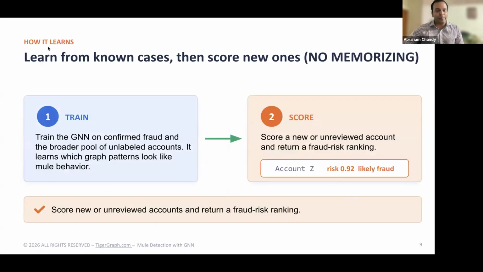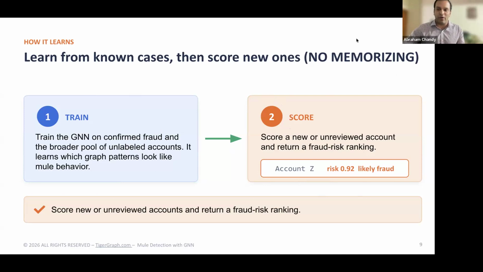So let's talk a little bit about how it learns. You want to train on the few confirmed mule accounts that are available to you and the broader pool of unlabeled accounts. You want to learn which patterns look like mule behavior so that you can score on an unlabeled data set.